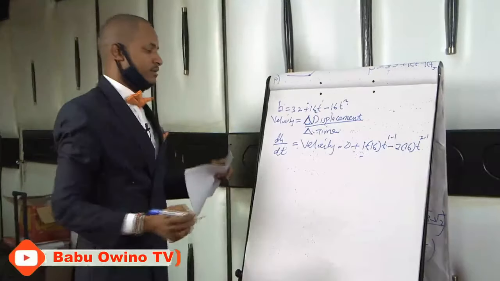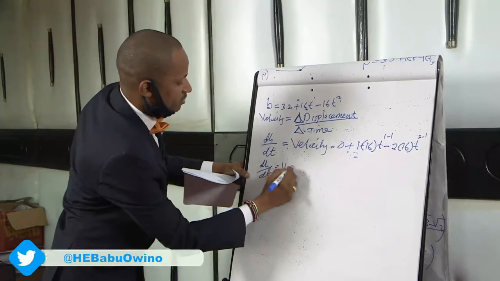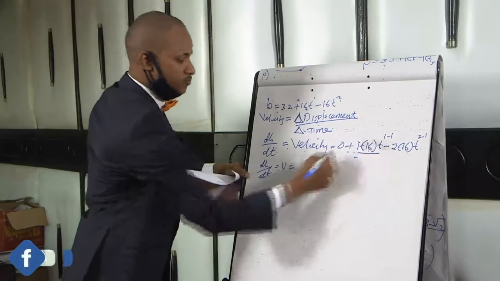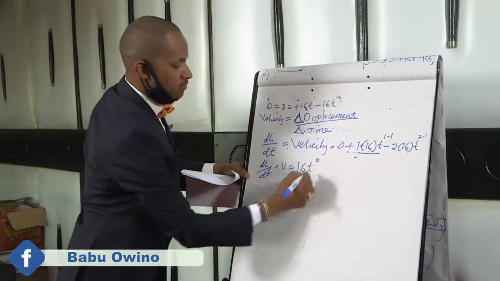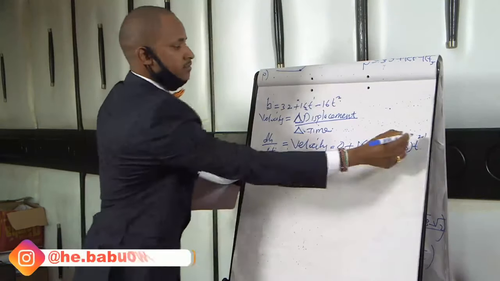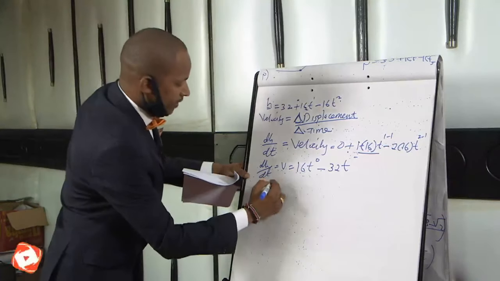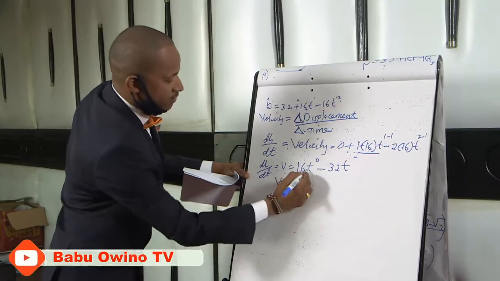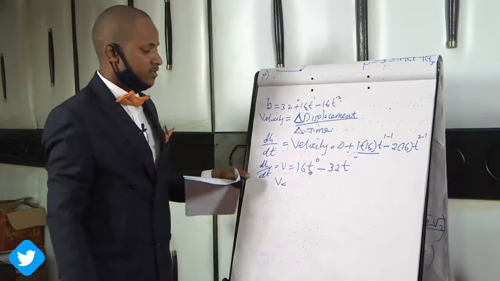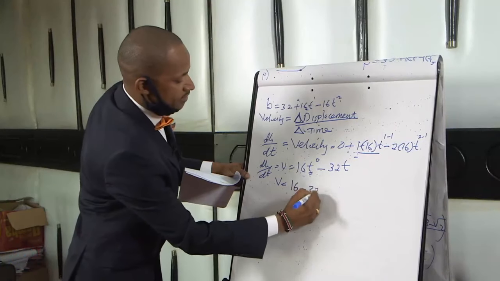Now, dh/dt, which is our velocity, equals 16t raised to power 0 minus 32t raised to power 1, which is still the same as 32t. Therefore, as I told you earlier, any number or letter raised to power 0 is 1. Therefore, velocity is 16 minus 32t.